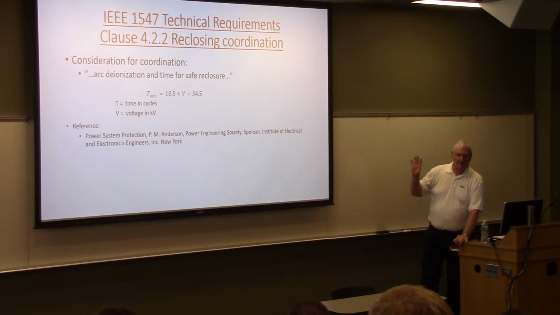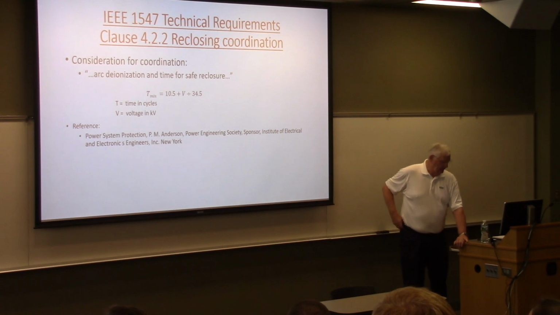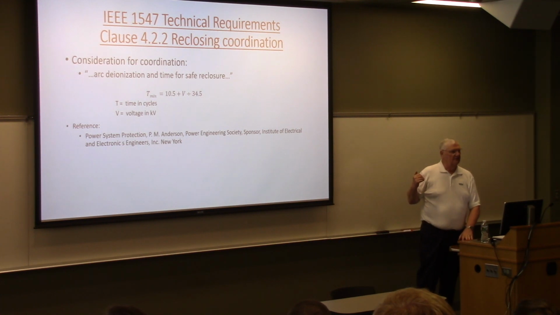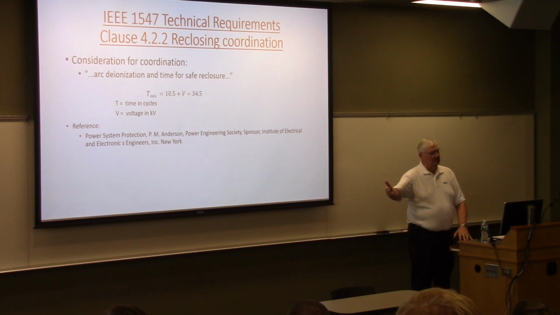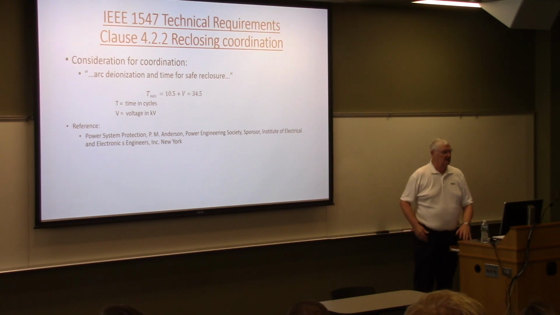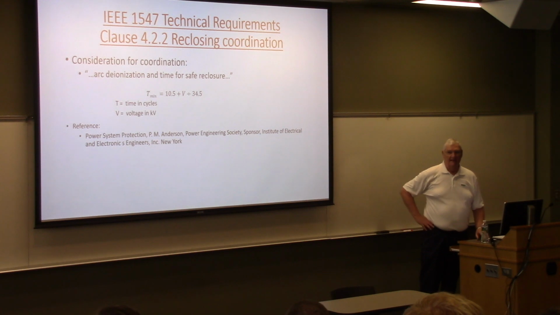So you need to coordinate with their system. If you've got a synchronous generator, you have to get off the line before that recloser comes back in again. So typically a 9-cycle clearing time will do that for you.